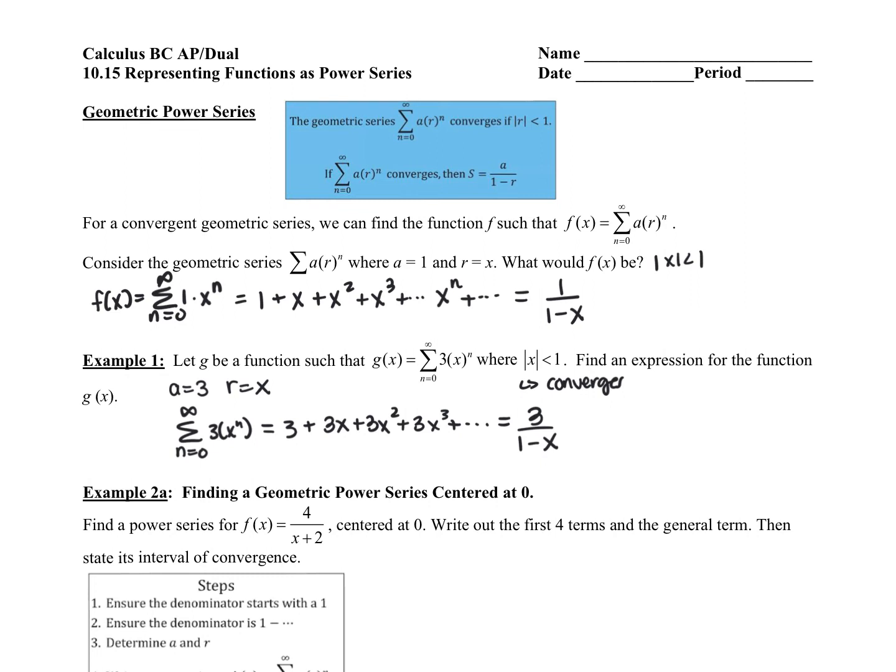So we're going to go backwards now. I'm going to give you a function, and we're going to write the geometric power series. So let's look at 4 over x plus 2. This looks a little bit different than 3 over 1 minus x and 1 over 1 minus x. How is this different? Why does that not look like perfectly the sum of a geometric series?